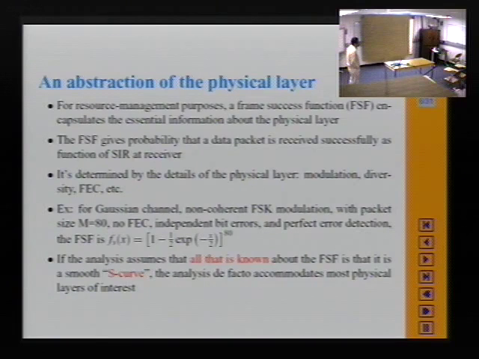anything that affects the bit error rate, of course, will affect the frame error rate. And if there is error correction, that will affect it also, and many other things come into play when you try to figure out that function. So, for example, for a Gaussian channel, using non-coherent FSK modulation, with the packet size of 80, without FEC, with independent bit error and perfect error detection. If you make all of those assumptions, and if all of those assumptions are true, then this function is the frame success rate.